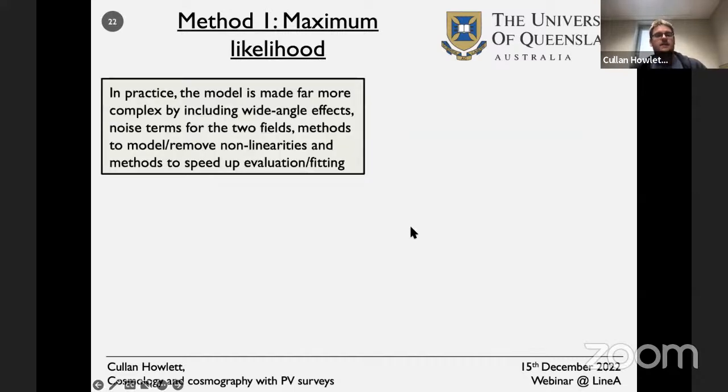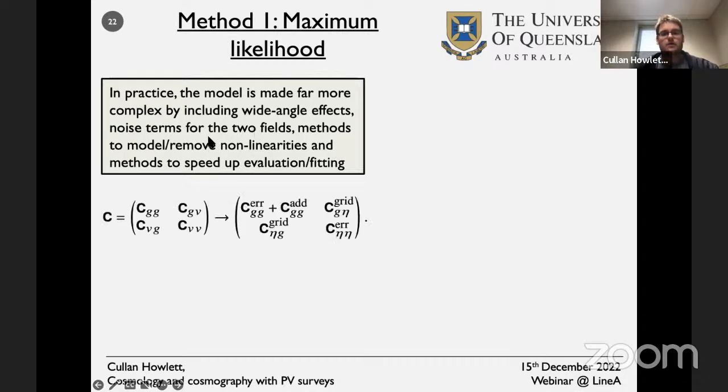In practice, the model is actually far more complicated than that. It requires you to account for what we call wide angle effects. So this is to account for the fact that the lines of sight between two galaxies, particularly at low redshift, are not parallel to each other. You also have to account for noise in the two fields. So in the density field, in the redshifts, we have Poisson noise because of the sampling of galaxies. We also have the velocity error, pure velocity errors, so the 20% error on each pure velocity measurement we have to account for. We also need methods to model nonlinearities and to speed up the evaluation and the fitting, especially for these next generation data sets.